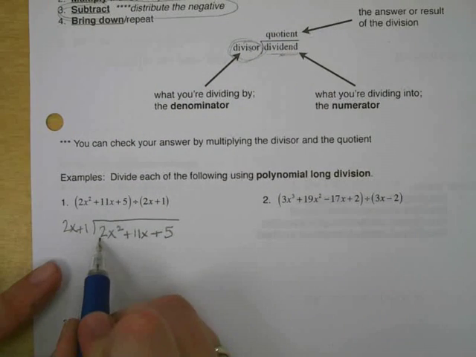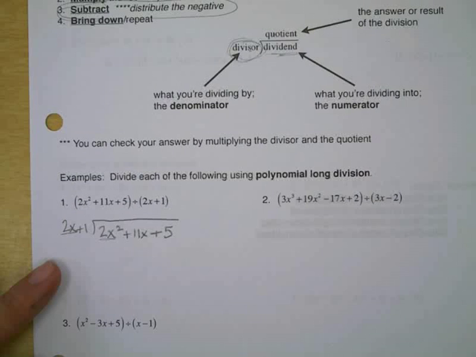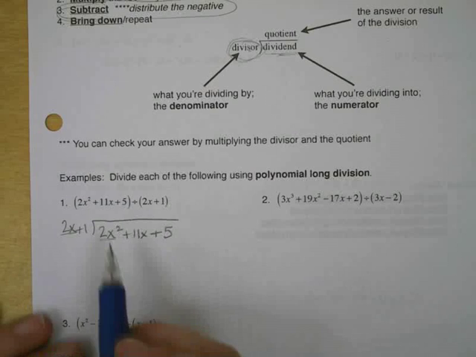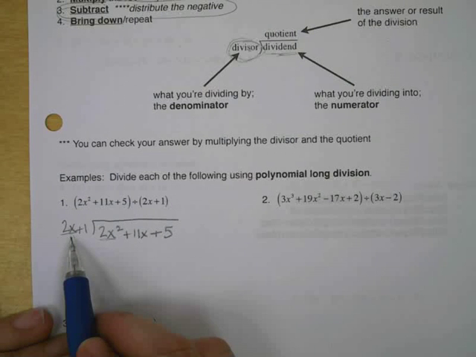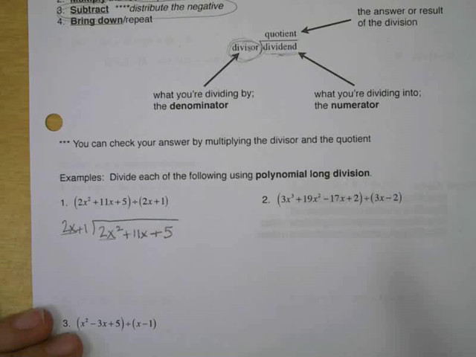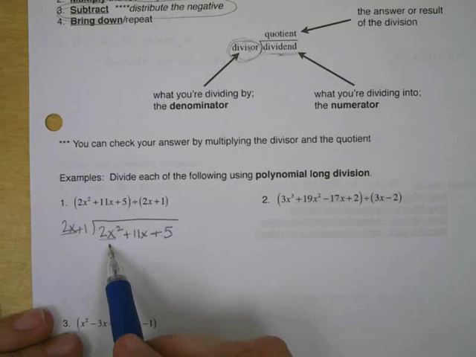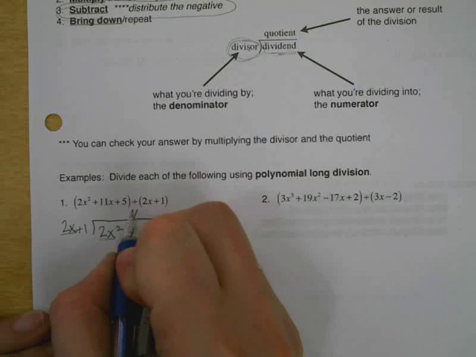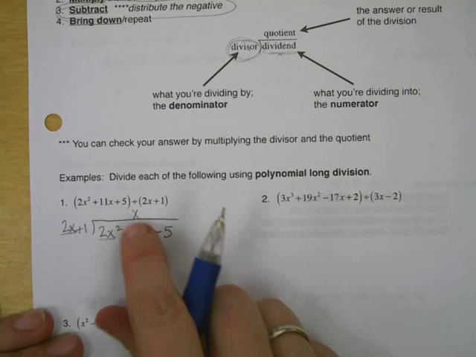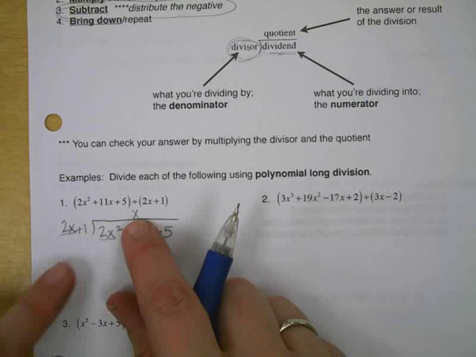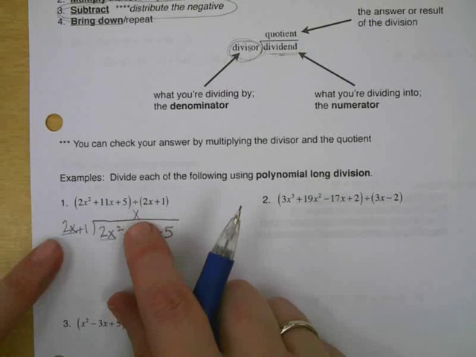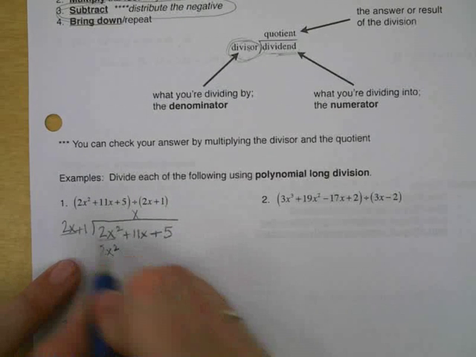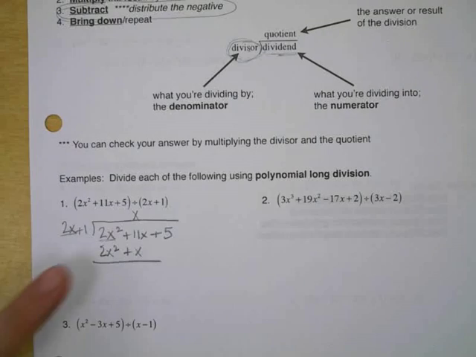Okay, so just like before, I'm going to start with this first term here, this first term here, and you're either asking yourself, depends whether you like to divide or you like to multiply, what is 2x squared divided by 2x? Or the flip side of that would be 2x times what gives me 2x squared? The answer to both of those questions is x. Okay, so I'm going to write that above. And then remember, I'm always going to multiply this quotient number up here by this divisor. So x times 2x is 2x squared. And x times 1 is x.